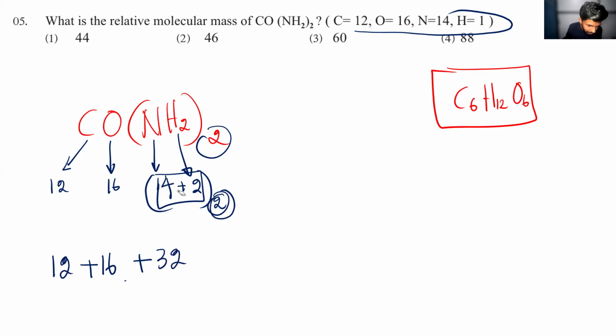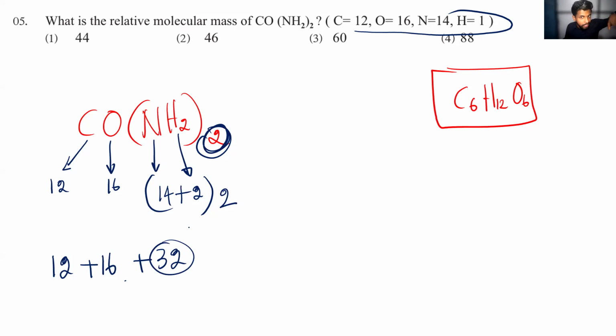I will explain once again how to find the NH2. Look at the screen here. Nitrogen is 14. Hydrogen, there are two hydrogens, so 1 plus 1 is 2. Totally 14 plus 2 is 16. And here you can observe a 2, so 16 into 2 is 32. Did you get the idea how that 32 came here? Now we'll add all these numbers. 16.